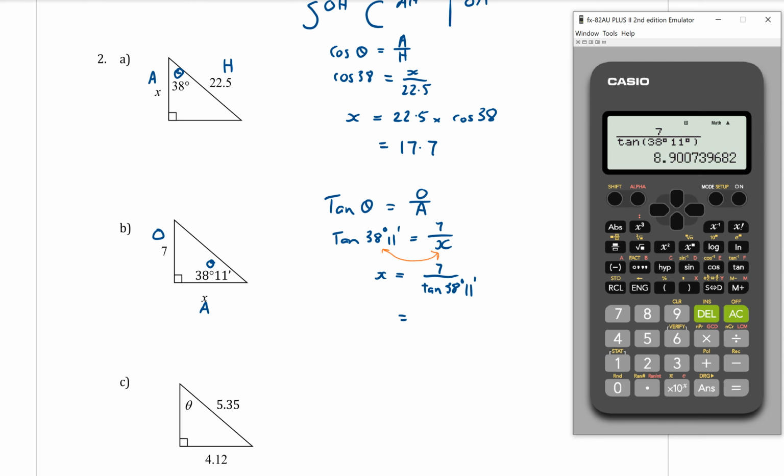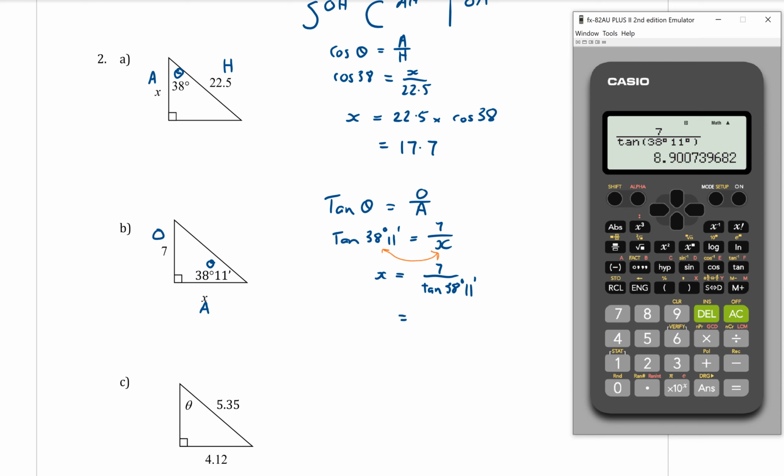And part C, we're finding the angle. So the 4.12 is the opposite. The 5.35 is the hypotenuse. So opposite and hypotenuse is going to be the sine rule. Sine theta equals O over H. Subbing in, trying to find the theta, so that's still going to be in there. The opposite is 4.12 and the hypotenuse is 5.35. Now, haven't done one of these yet. How do I get the theta by itself? Inverse sine. Yes, we call it inverse sine.